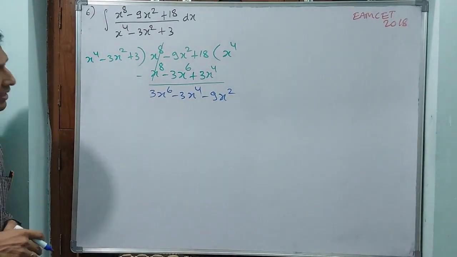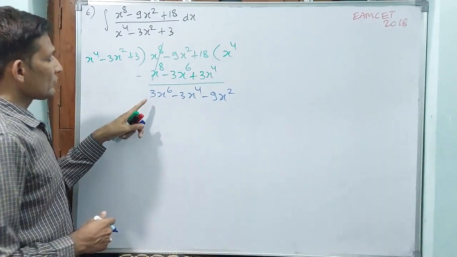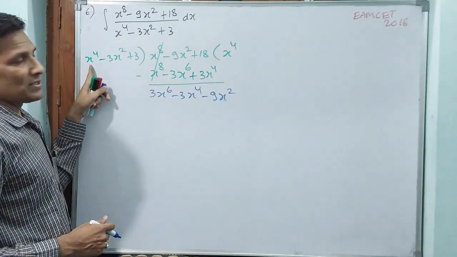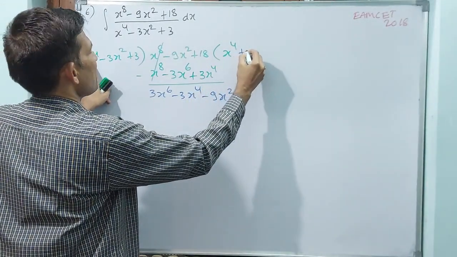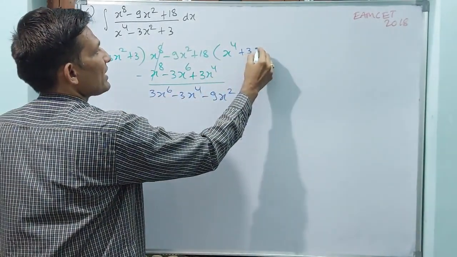Understand? Okay. Now see, 3x to the power of 6 has to come, but here x to the power of 4 is there. Then what you have to do? First you write plus 3. Why? Because this is plus. See 4 and 6. Then you make x square.